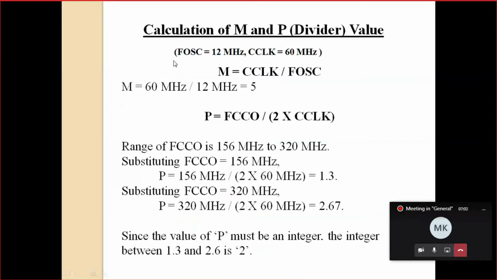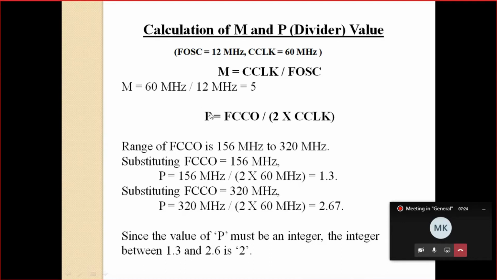Let us consider FOSC equal to 12 MHz. By connecting this FOSC, I need to generate CCLK of 60 MHz. So what will be the value of M? M equals CCLK by FOSC. So 60 by 12 will be 5. So directly you will get 5.